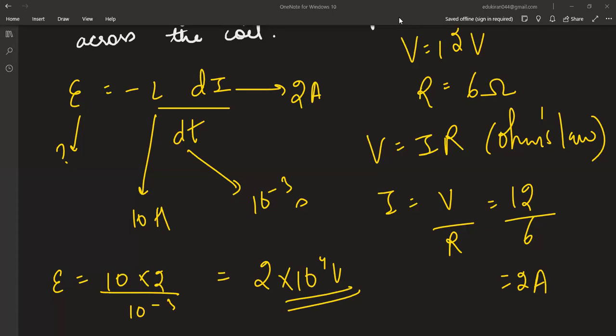Please attempt your after class assessment. Mutual induction is a very small topic. We'll start with AC in the next class. Mutual induction will just take 10 to 15 minutes, then we'll straight away start with AC.